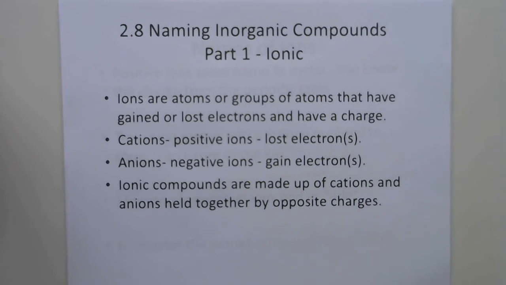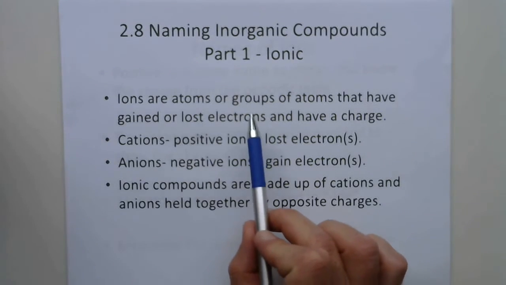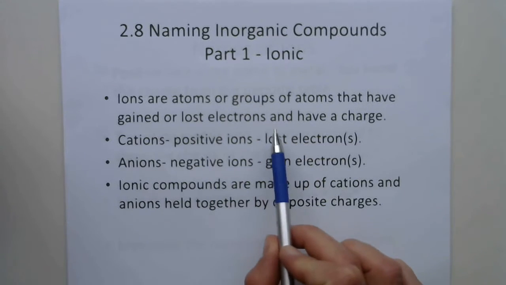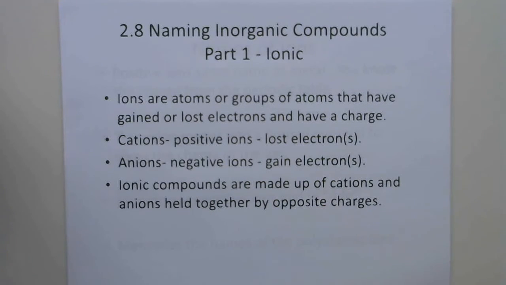So ions, we learned earlier, are atoms, or sometimes groups of atoms, that have gained or lost electrons and therefore have a charge. Remember, the protons are in the nucleus and they're never gained or lost. That's always going to stay the same. But things can get a charge by gaining or losing negatively charged electrons.